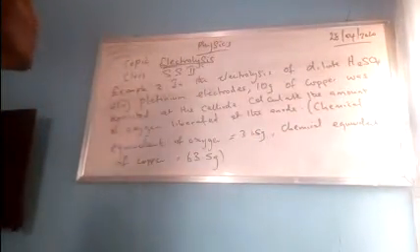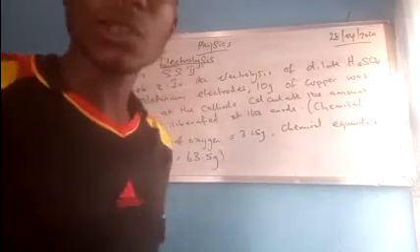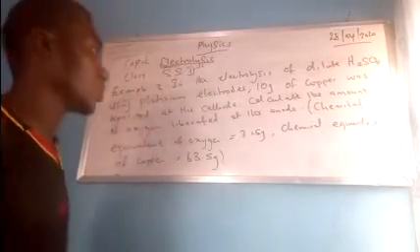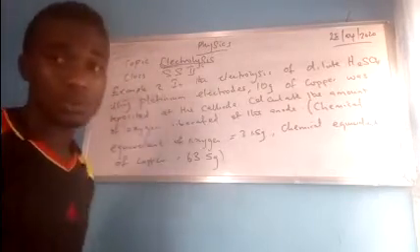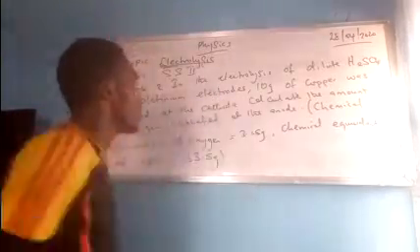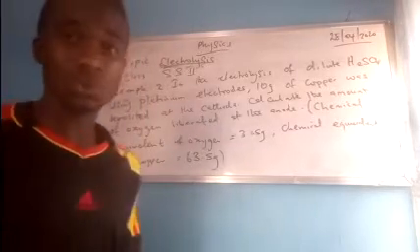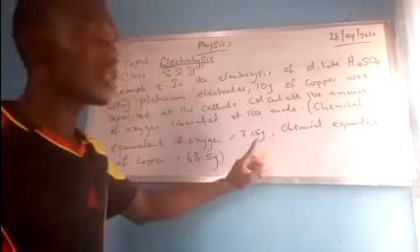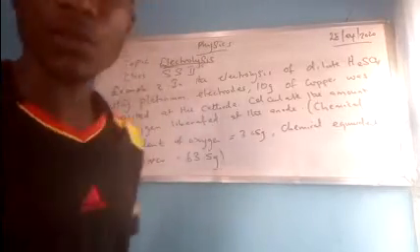So this is the second example that we're going to look at. In the electrolysis of dilute H2SO4, using platinum electrodes, 10 grams of copper was deposited at the cathode. Calculate the amount of oxygen liberated at the anode. The chemical equivalent of oxygen is 31.5 grams, while the chemical equivalent of copper is 63.5 grams.